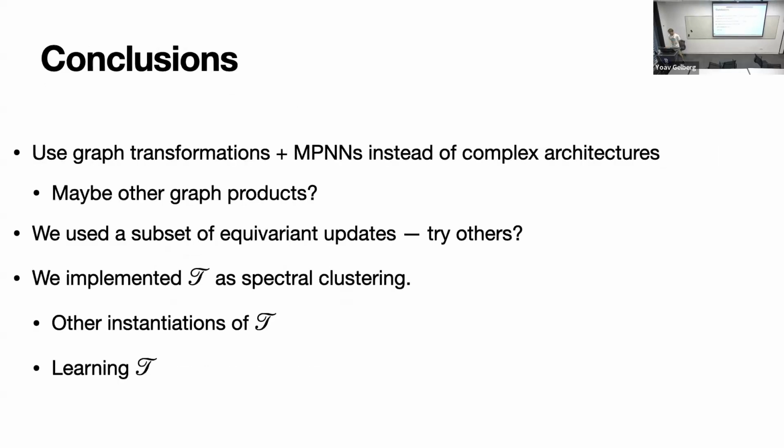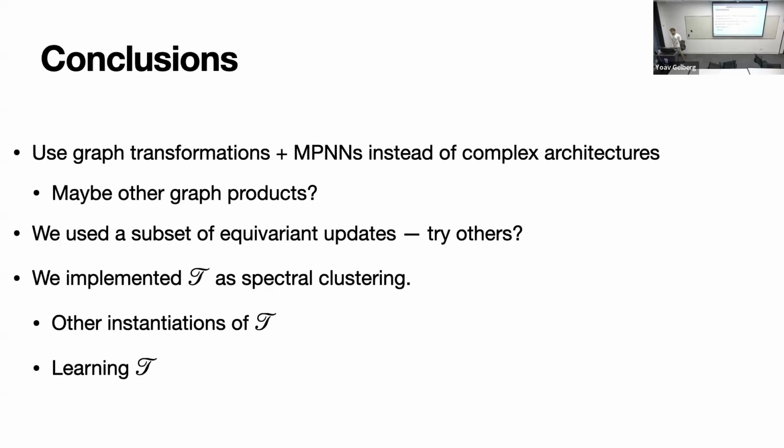Okay, to conclude, I'm just going to say that in general, using graph transformations plus MPNNs is interesting instead of trying to develop complex architectures from scratch, because MPNNs are easy to use. And we now see that we can gain expressivity with MPNNs with the proper transformations. And specifically, maybe other graph products are interesting to try because they are pretty easy to implement and use.